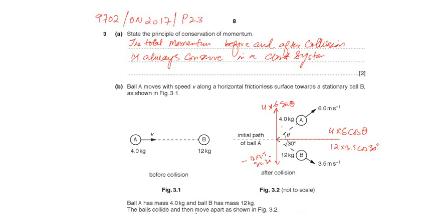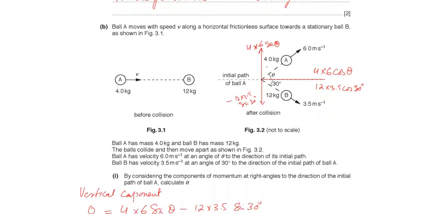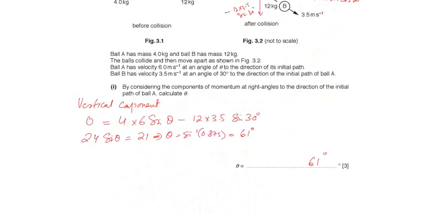As shown in the figure, ball A is moving towards ball B, which is stationary. Ball A has speed v and mass 4 kilogram. Ball B has a mass of 12 kilogram. They collide, and after the collision, ball A makes an angle of theta with the horizontal and ball B makes an angle of 30 degrees downward, right? Ball A has a speed of 6 meter per second and ball B has a speed of 3.5 meter per second. Option A, part 1.